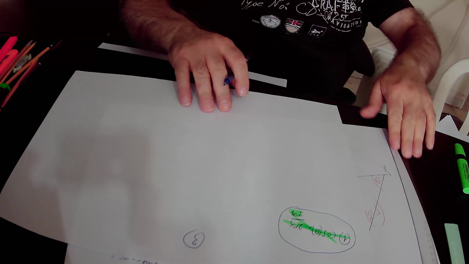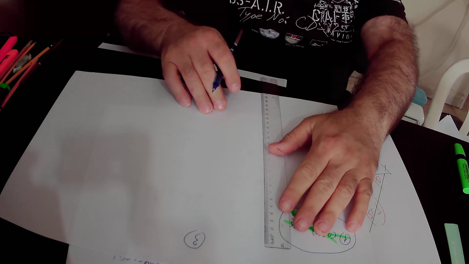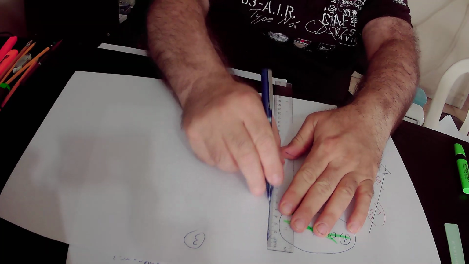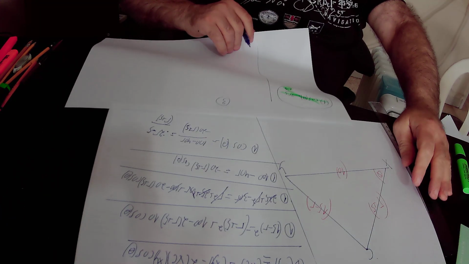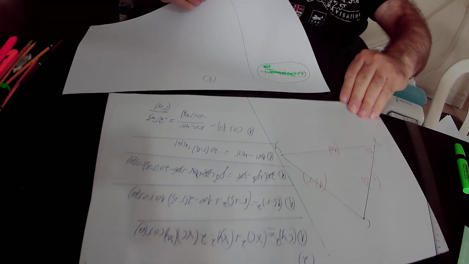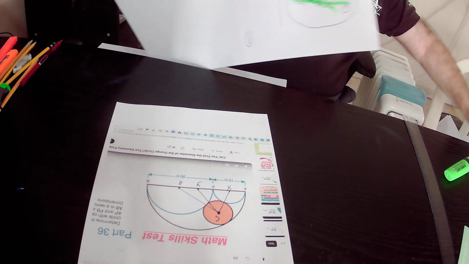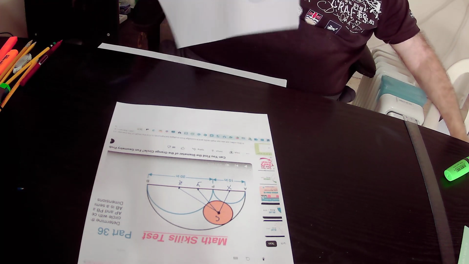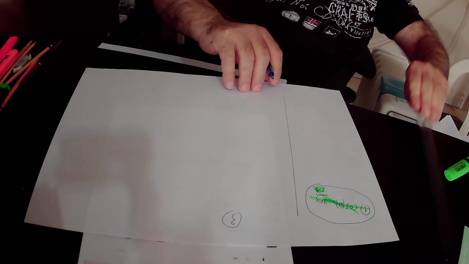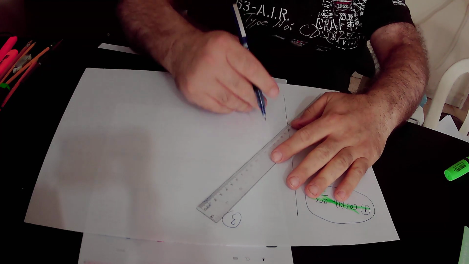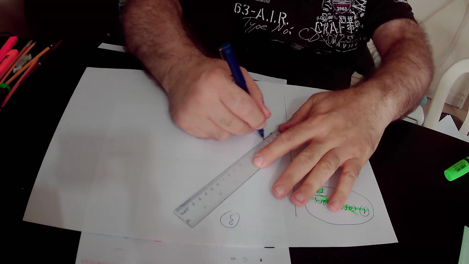In the next step, we will implement the law of cosines in triangle XCZ. So I will copy triangle XCZ in this new page, and we will implement the law of cosines in triangle XCZ.